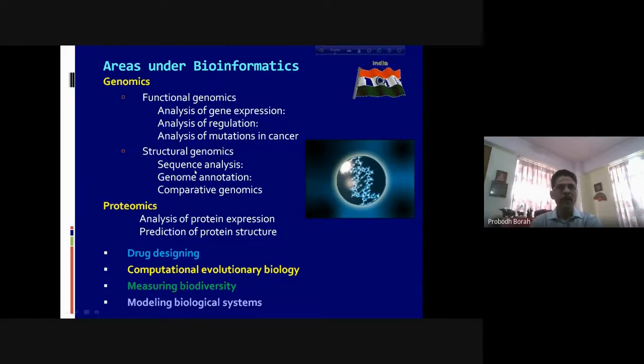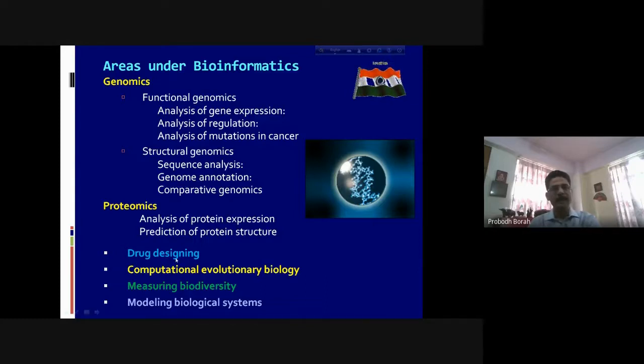The other aspect of bioinformatics application is proteomics, as I said. Although here also there are two types of analysis, one structural and the other functional, we do not conventionally divide them into structural proteomics or functional proteomics, but rather it refers to the application of the knowledge of proteomics in analysis of protein expression and prediction of protein structure. We shall discuss all these things a little bit in future classes.